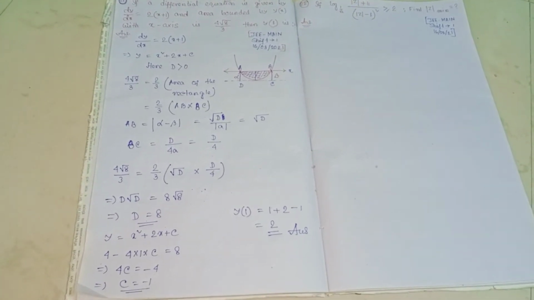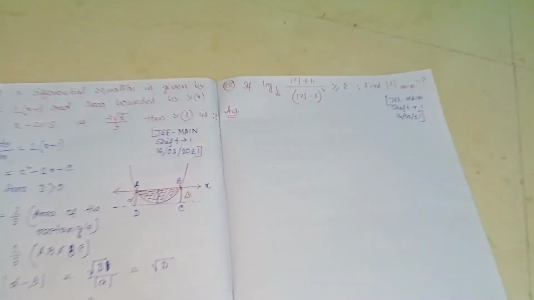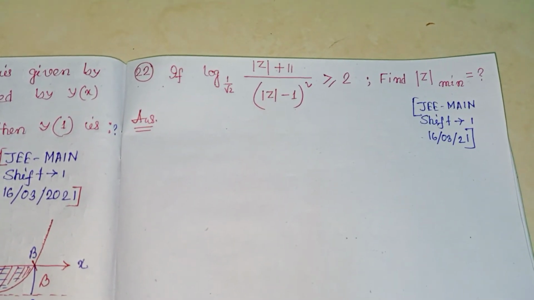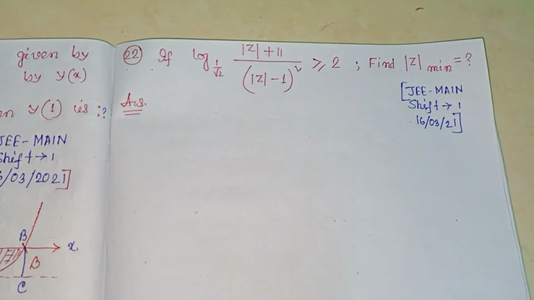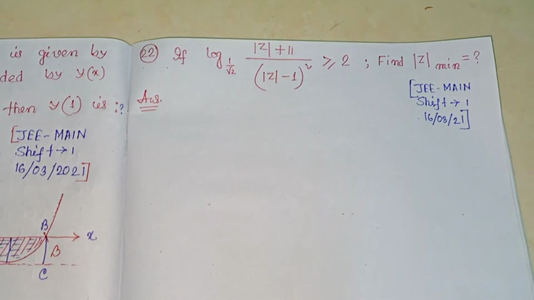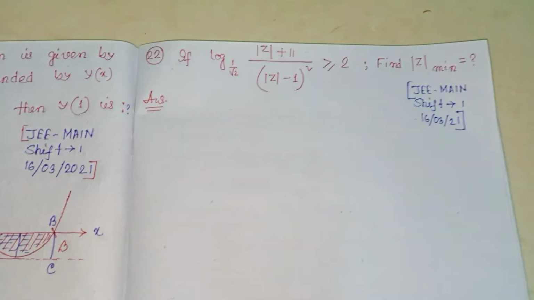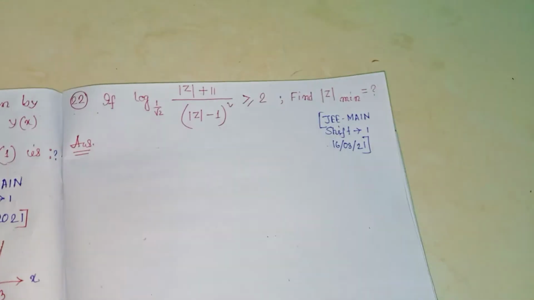Now we are moving toward question 22. Question 22 is: if log base half of (mod z plus 11) divided by (mod z minus 1) whole square is greater or equal to 2, then find mod z minimum. So this is the question in the house of logarithm, and it is a memory based question of JEE Main Shift 1, 16th of March 2021.